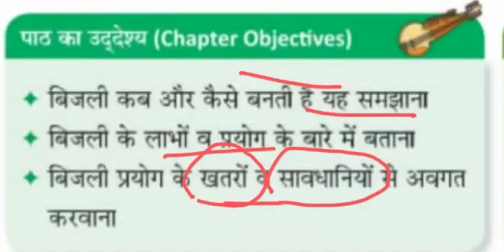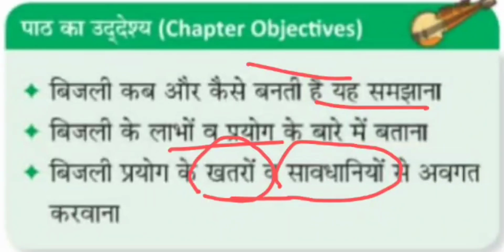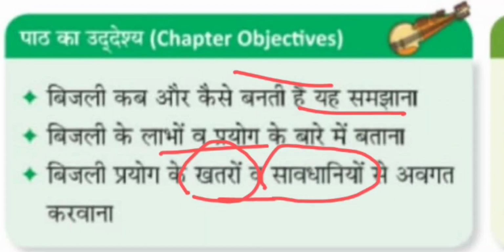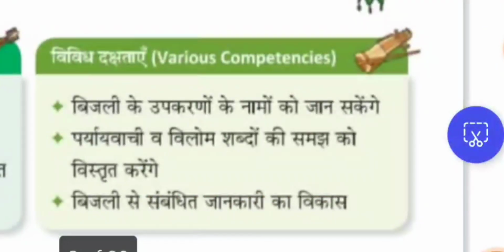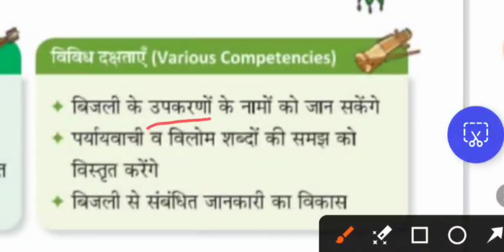So you have to be aware of all these things. So awareness means you should know how to use the electricity and what are the precautionary measures which have to be handled while we are using the electricity. Competencies, the various competencies. बिजली के उपकरणों के नामों को जान सकेंगे. So all the appliances which use electricity we will come to know.